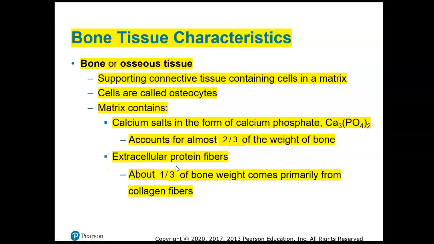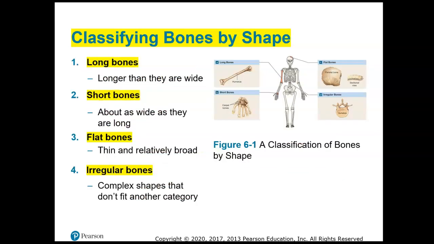And then the extracellular protein fibers are collagen primarily, and the collagen fibers provide some flexibility. Even though we know that collagen fibers are the strongest of the protein fibers found in connective tissue, in bone they account for the flexibility of bone, and they account for about 1/3 of the weight of bone. So 2/3 is calcium phosphate, 1/3 is collagen fibers.